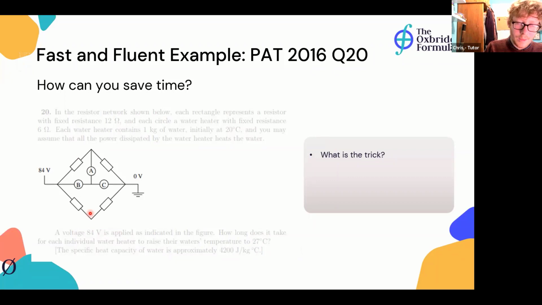Maybe we can ask people in the chat. Can anyone see what the trick is? Let's just see if anyone comes up with it. What trick can you see that could simplify this circuit?